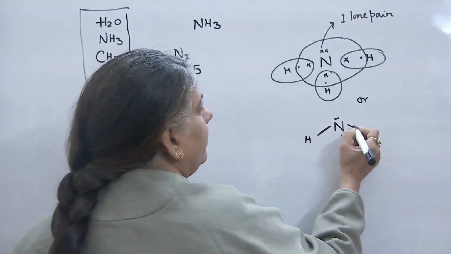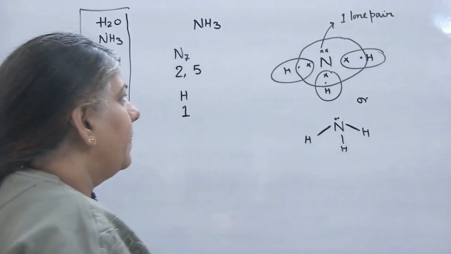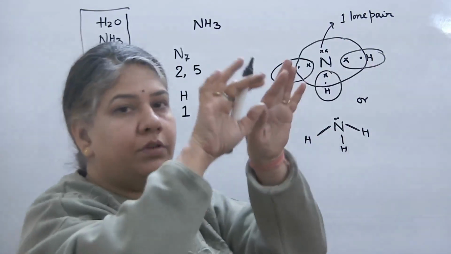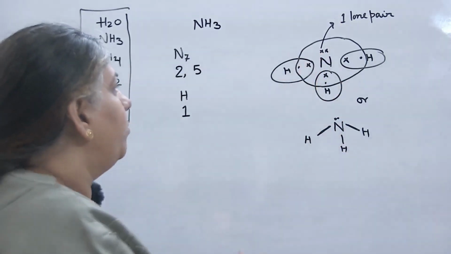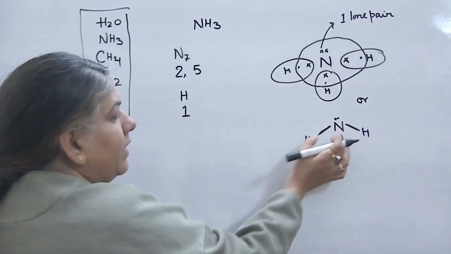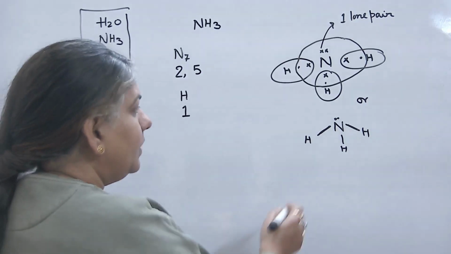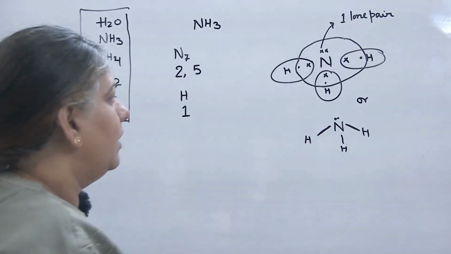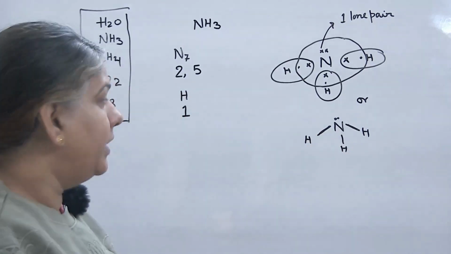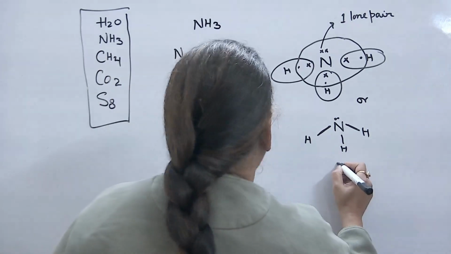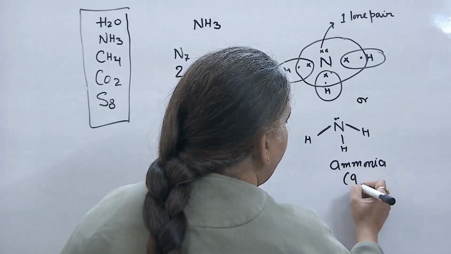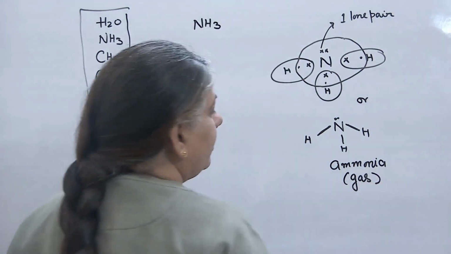Again, these bonds are drawn at an angle because this lone pair is again a cloud of electrons which is causing repulsion between these two and these two. So the angle will be slightly decreased from 180 degrees. You need not remember the angle, but while drawing, make sure that these angles are a little bit bent. So this is the ammonia molecule. Ammonia is a highly soluble gas. It is highly soluble in water.